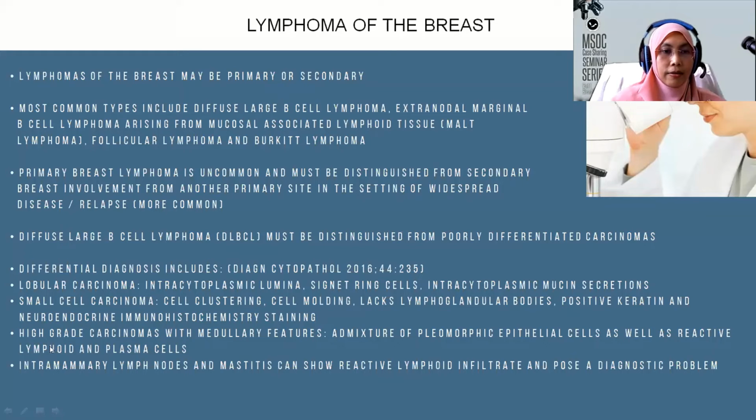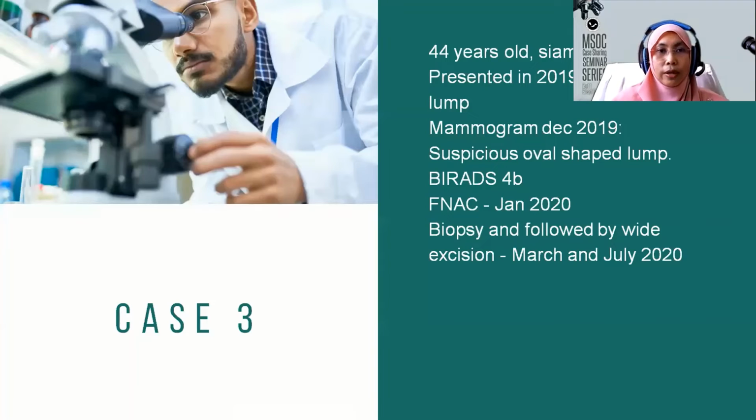Okay, other differentials, high-grade carcinomas with medullary features. This usually has a polymorphous appearance. Usually the background is more like reactive lymphoid cells rather than atypical cells. Intramammary lymph nodes, maybe the surgeon did the FNA at the lymph nodes, we don't know. So all of this must be in our head before we pen down the diagnosis during cytology.